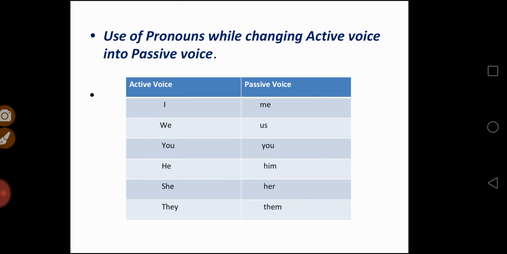Use of pronouns while changing active voice into passive voice. Active voice, passive voice. I changes into me. We, us. You, you. He, him. She, her. They, them.